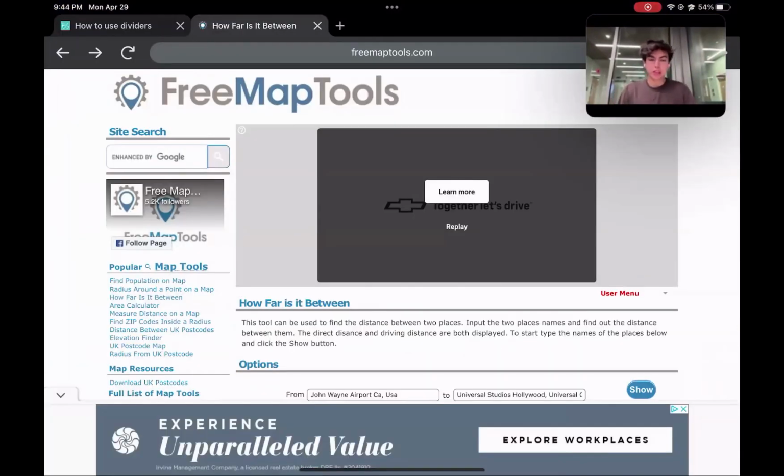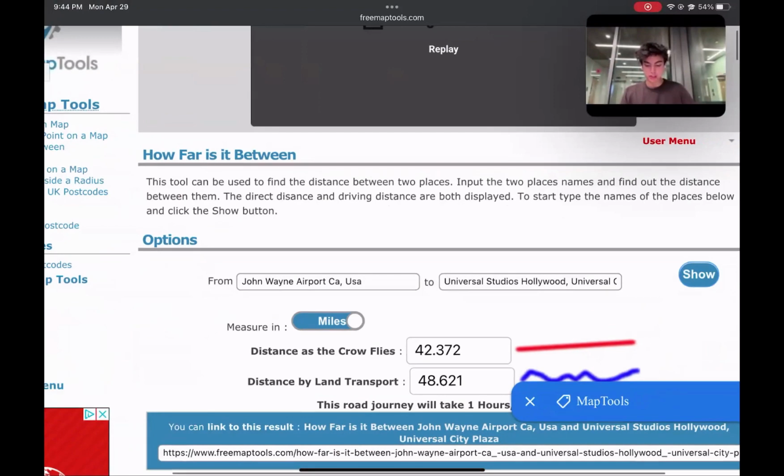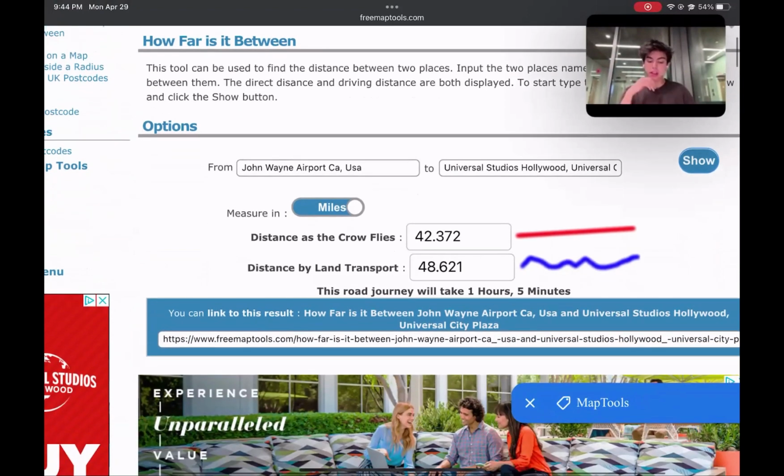And just for fun, I found this website that shows the distance between two locations on the map. So here I put John Wayne Airport to Universal Studios Hollywood, and there are two distances it gives. One that says as the crow flies, which refers to if you were to go in a straight line, and then the other by land transport, so following the roads. And what do you know? The 40-ish miles that we got from just estimating using the scale of the map is pretty close to the 42.37 miles that's the actual distance.